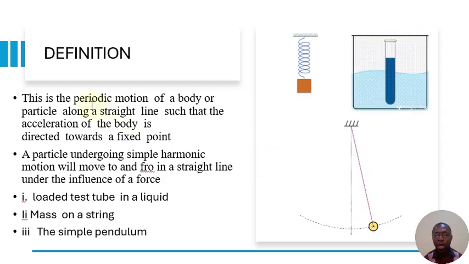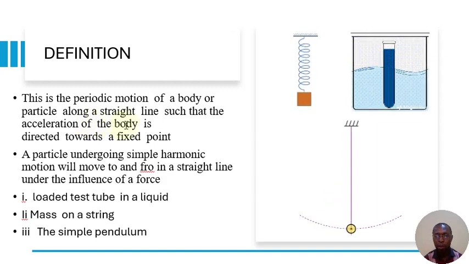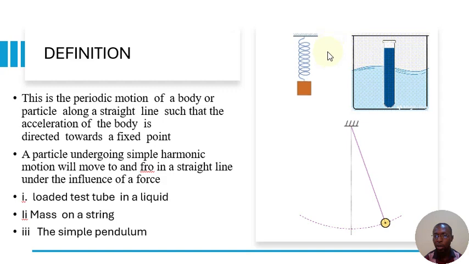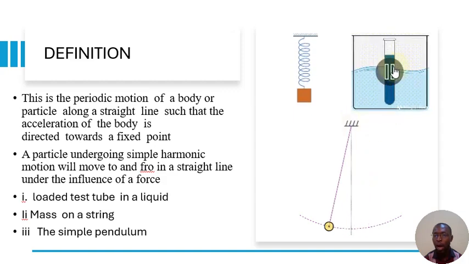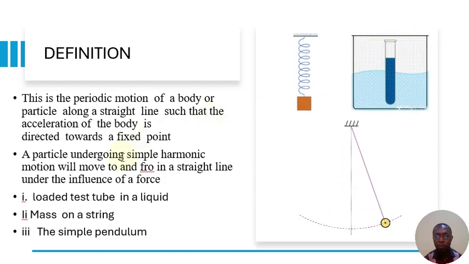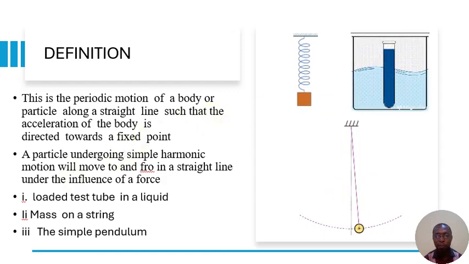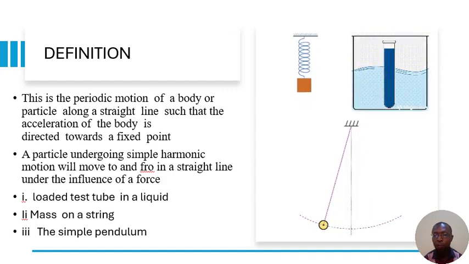So we say it is a periodic motion of a body or a particle along a straight line so that the acceleration of the body is directed towards a fixed point. Each of them has a fixed point. This is a fixed point for this spiral spring. This is a fixed point for this pendulum bulb, and the fixed point of this test tube is in the liquid. All right, so those are the examples that we can state for simple harmonic motion.